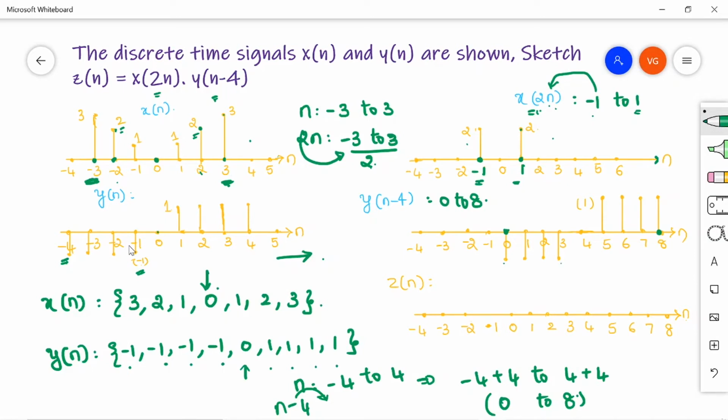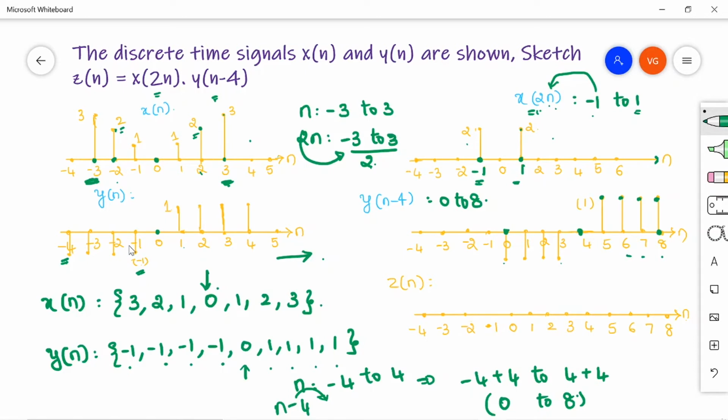Then at n is equal to 0, I have 0. That comes to 0 plus 4, 4. Right? So at n is equal to 4, I have an amplitude of 0. Then at n is equal to 1, 2, 3, 4, I have an amplitude of 1 consistently here at y of n. So y of n minus 4 means what? 1 plus 4, 5, 2 plus 4, 6, 7, 8. Consistently, I have an amplitude of 1 here, right? So, this is how we can draw y of n minus 4.